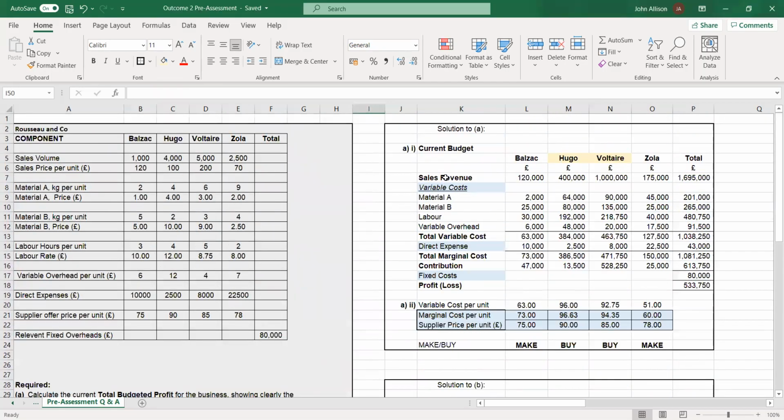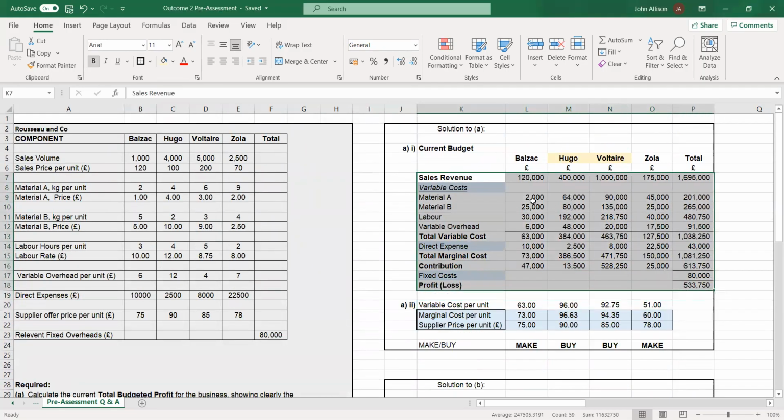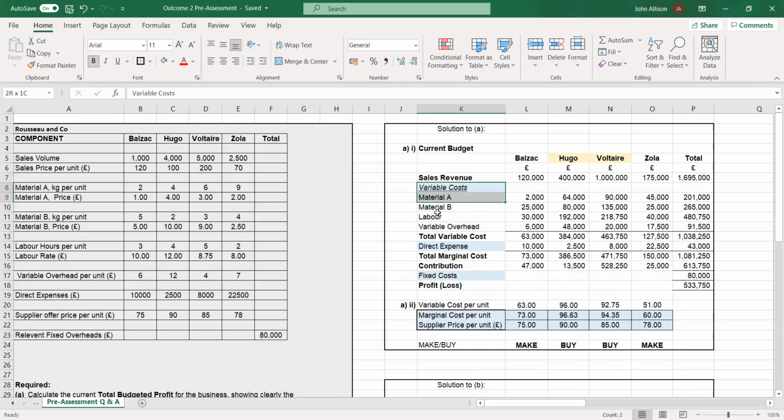So the budget's going to follow the same pattern as before, which will be sales revenue, take away variable costs, take away direct expenses, to get the contribution, then the fixed cost. Get the contribution, we take away the fixed cost to get the profit. Basically, it's going to be the same layout, which will be the sales revenue, take away the variable costs, we then get the total variable costs. Then we add on direct expenses to get total marginal costs.